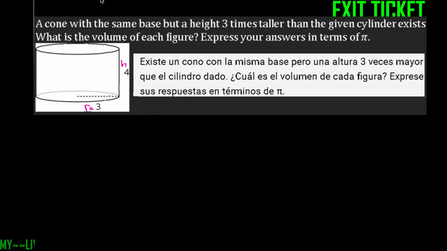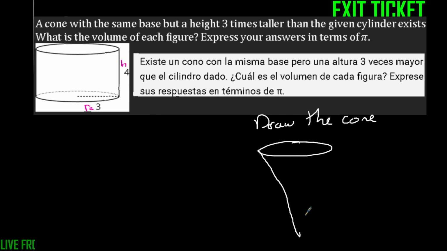And what I can do is I can actually draw the cone. I'm going to say, okay, if this is our cone, something like this, not going to be perfect. Oh man, I'm really struggling. There we go. Again, it's going to have the same radius, so our radius r is still going to be 3, but the height is going to be 3 times taller, so our height has to be 12 this time. So what I want you to do is find the volume of each figure and express your answers in terms of pi, so you can just leave it as pi.